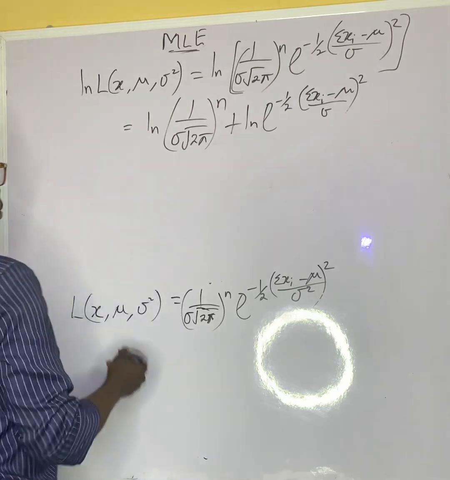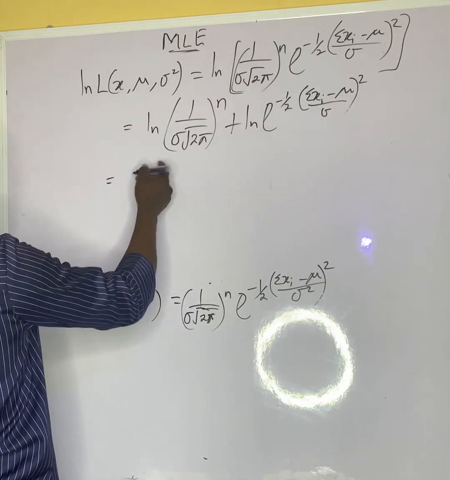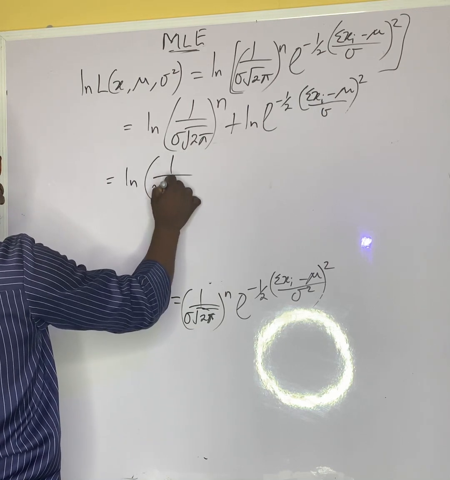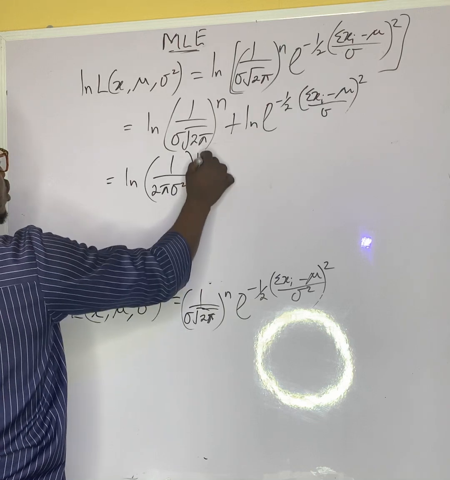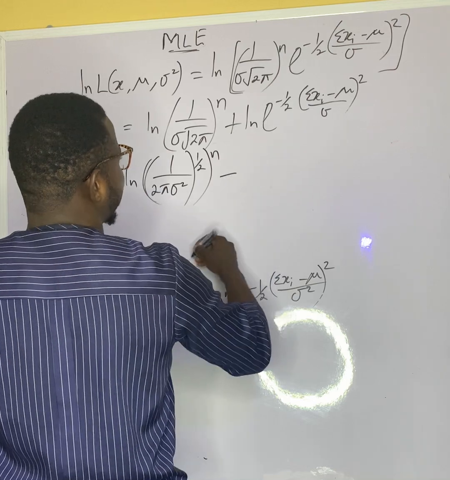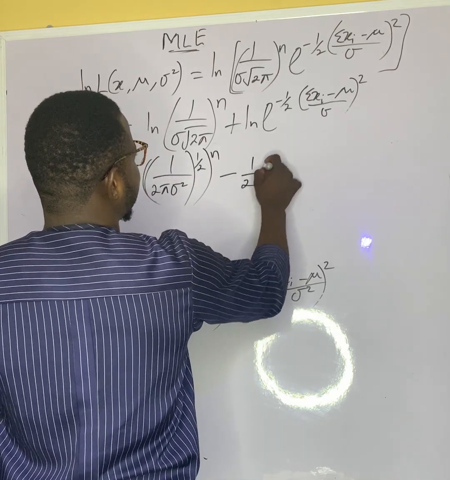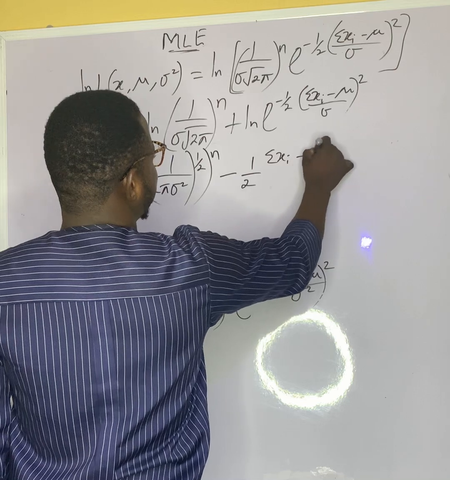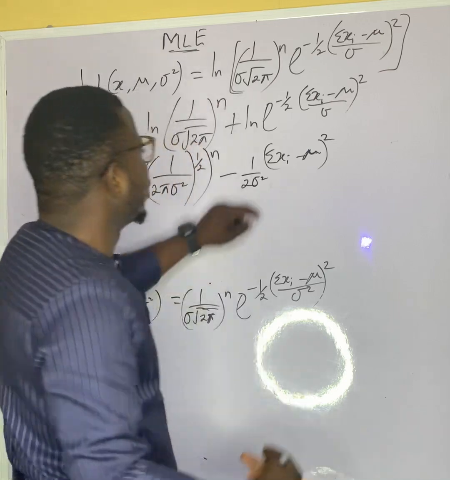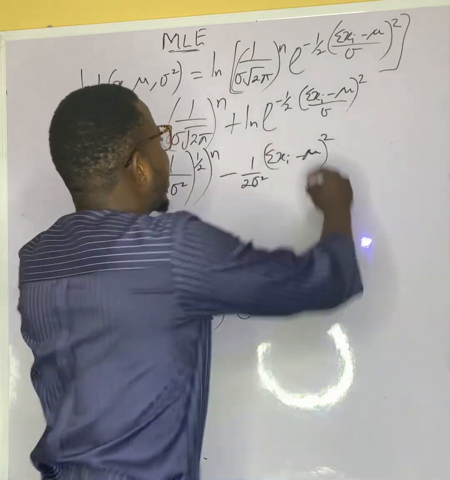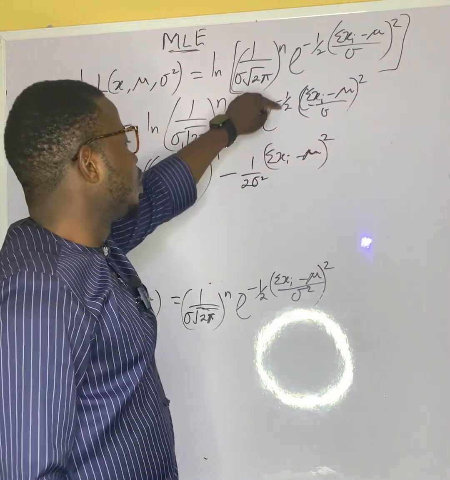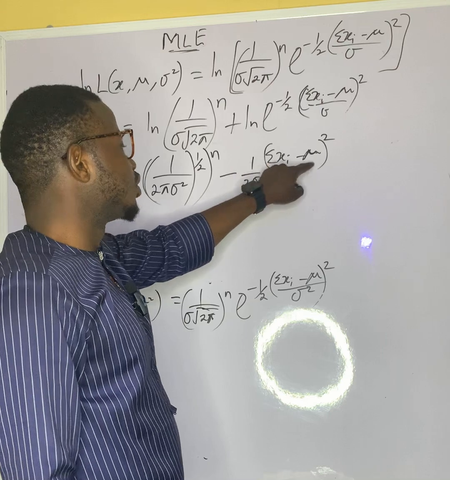So that's multiplication. So from what we have here, we can write this one as ln of 1 over 2 pi sigma square raised to the power 1 over 2, everything raised to the power n. Then this one will give us minus 1 over 2 summation (xi minus mu) raised to the power of 2. We can put sigma square here. The power of 2 is also affecting that sigma, so we are going to have minus 1 over 2 sigma square summation (xi minus mu) all squared.